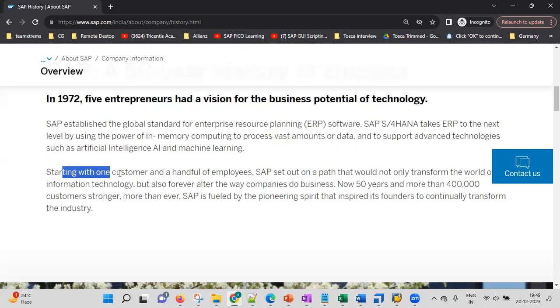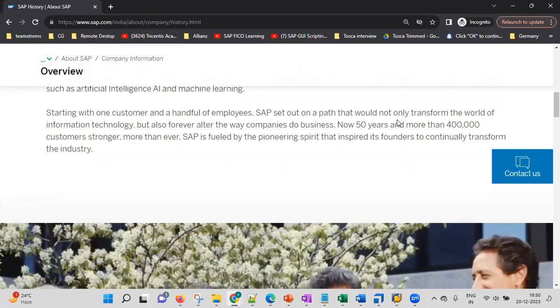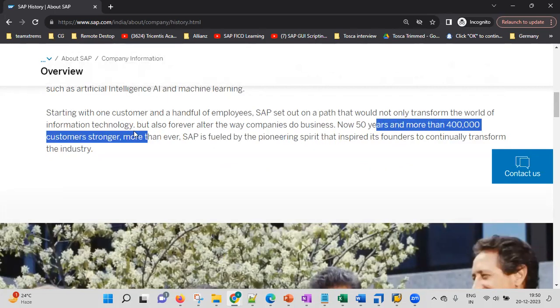See here, starting with one customer, okay, customer first, one customer and a handful of employees. So SAP set on a path that would transform the world with information technology. Now, after 50 years, more than 4 lakh customers is strong.